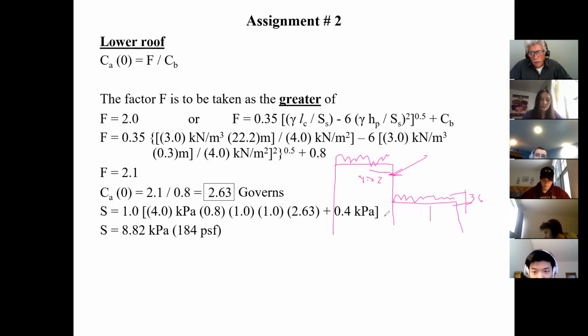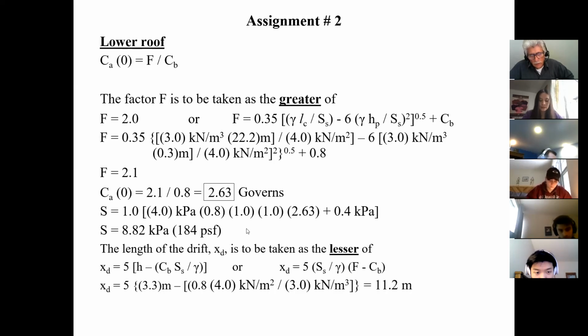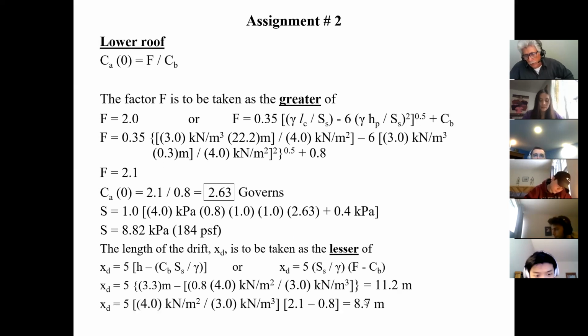Now all I have to do is figure out what will be the length of the drift. That's the XD value, and that's what I'm doing. The XD value is the lesser of these two: this is where the step gets filled in, and this is where the step doesn't get filled in. So you do both. I get an XD of 11.2 meters, or I get an XD of 8.7 meters. Therefore, they're saying you should assume it's going to drift over a length of 8.7 meters.